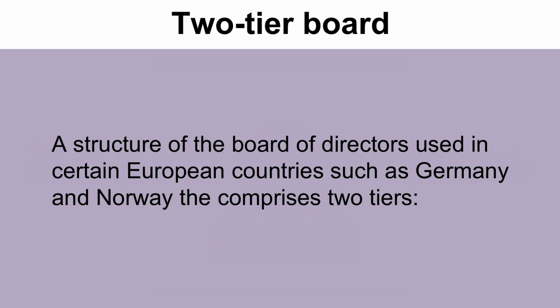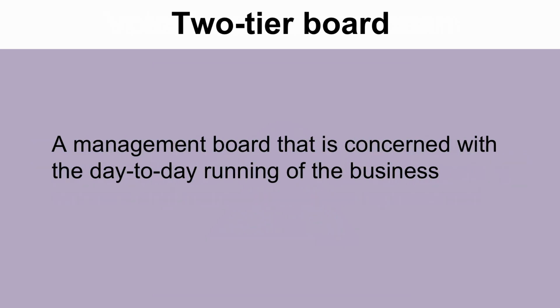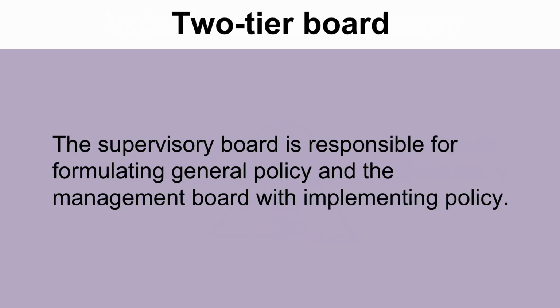This structure of the board of directors, used in certain European countries such as Germany and Norway, comprises 2 tiers. A supervisory board, usually elected by the shareholders, on which representatives of workers and management are represented, and a management board that is concerned with the day-to-day running of the business. The supervisory board is responsible for formulating general policy and the management board for implementing policy.